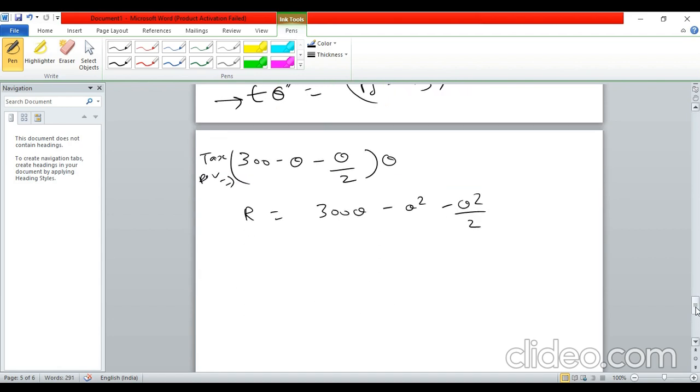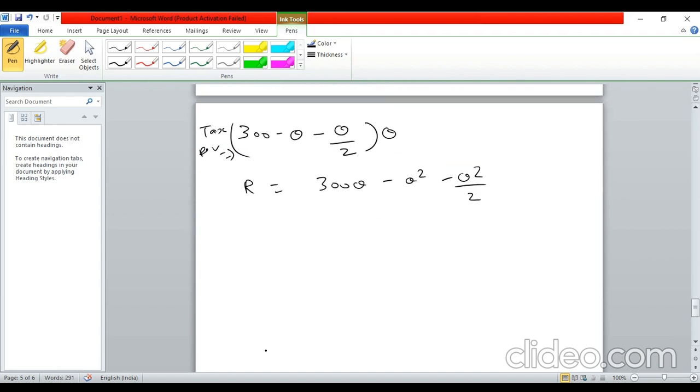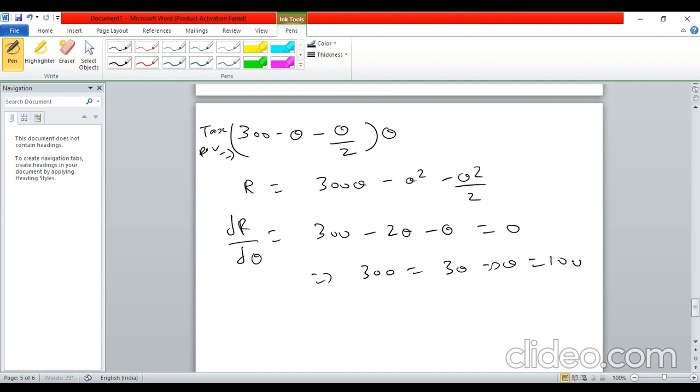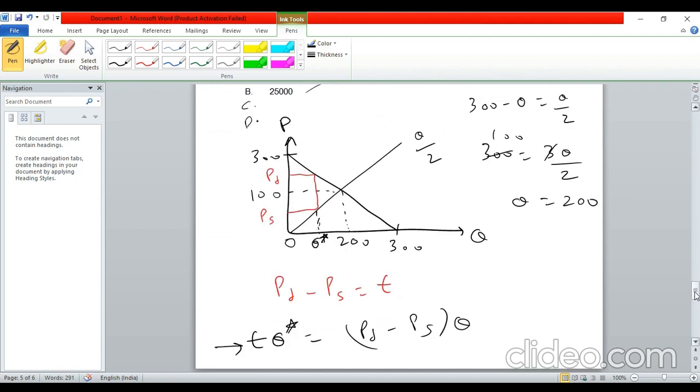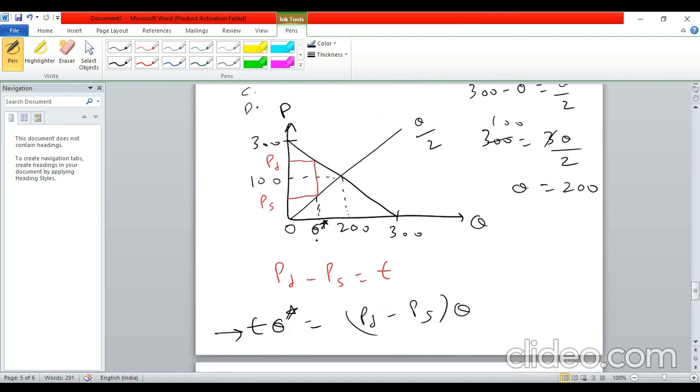Now, very simple. It was given that government wants to maximize the tax revenue. So let us just differentiate this with respect to Q. So this will be 300 minus 2Q minus Q equal to 0. If you solve this, you will get 300 is equal to 3Q, or Q is equal to 100. So we got Q is equal to 100. This means that this Q star is equal to 100.